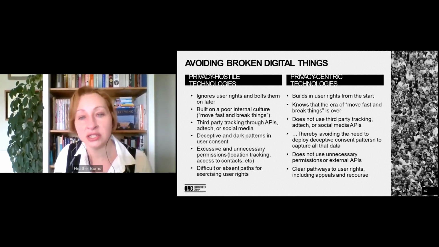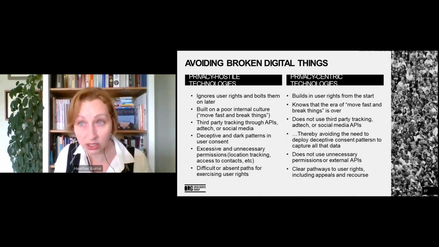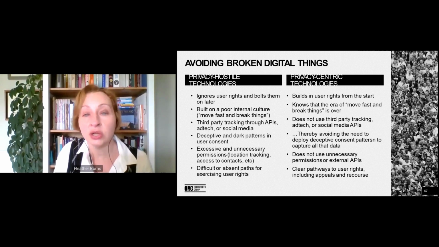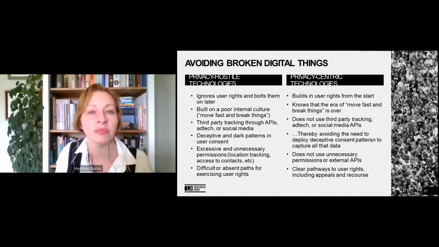Likewise, you don't use unnecessary permissions or external APIs or beacons because you don't need that data. You don't need to collect it. And you offer clear pathways to user rights, including the right to recourse and the right to appeal, so that if people don't like what you're doing, they should be able to reach out. If you've done something wrong, they shouldn't have to go straight to the data protection regulator. You should be able to sort it first. So those are some very simple ways to build privacy-centric technologies.